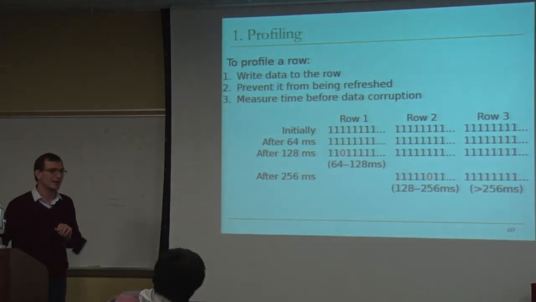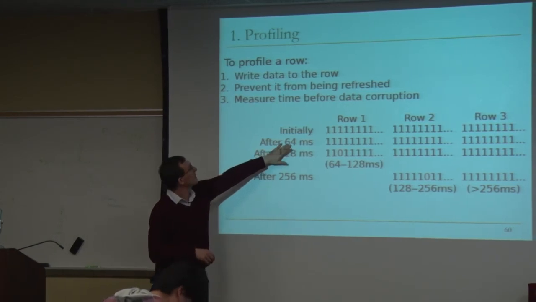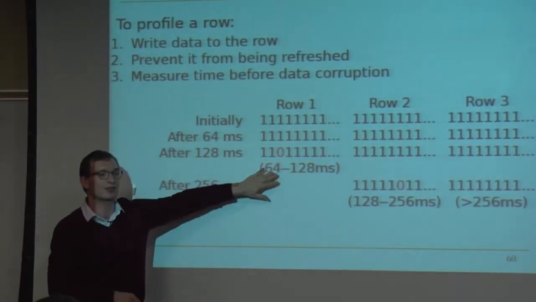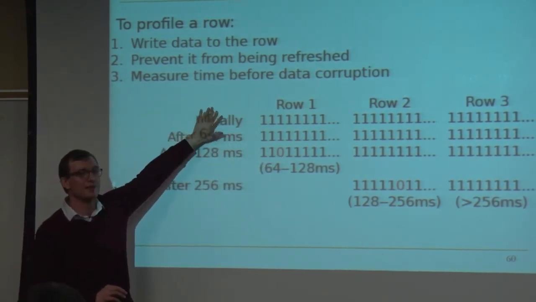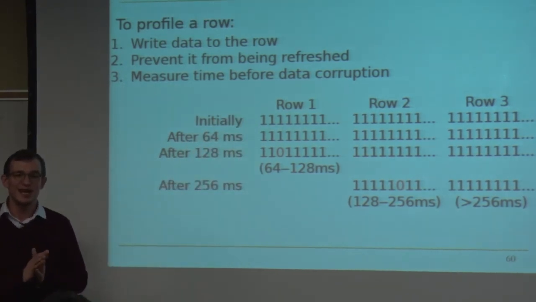So how do you do profiling? I'm not going to go into that, but the general mechanism is you write data into the row, prevent it from being refreshed, and measure the time before data corruption. And you do this for each row. You can imagine that this may take a very, very long time, right? So if you can do this offline, that's great.